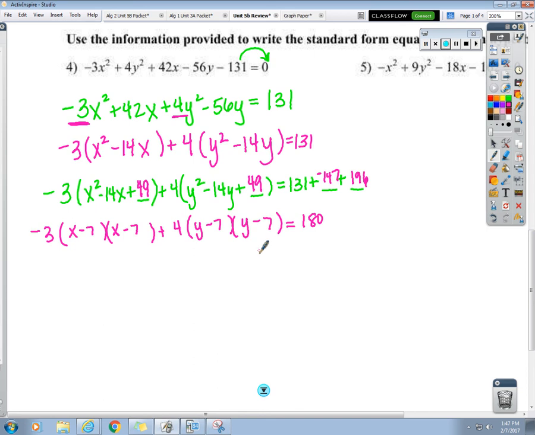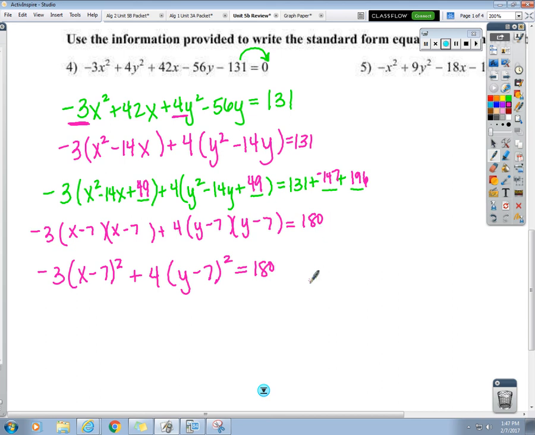Remember, for those of you who are having trouble thinking of the numbers, it's just b divided by 2. Negative 14 divided by 2 is negative 7. So those are your numbers. Right. Now, since you have 2 of those, you might as well just write it once and square it. And then same thing with the y minus 7.